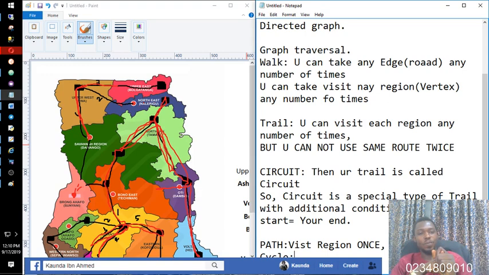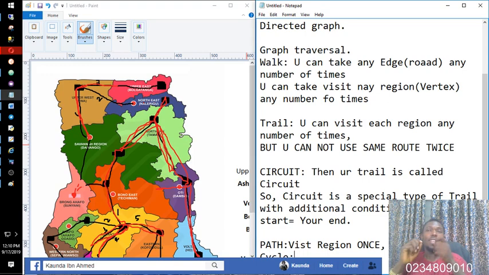A walk: you are going from region to region. You take your car, say your luxurious car or whatever you are using, just visiting regions. You can pass any road anywhere, that is called a walk. And if there is a rule that you can visit each region any number of times you want, but don't apply the same road twice, then that is called a trail.